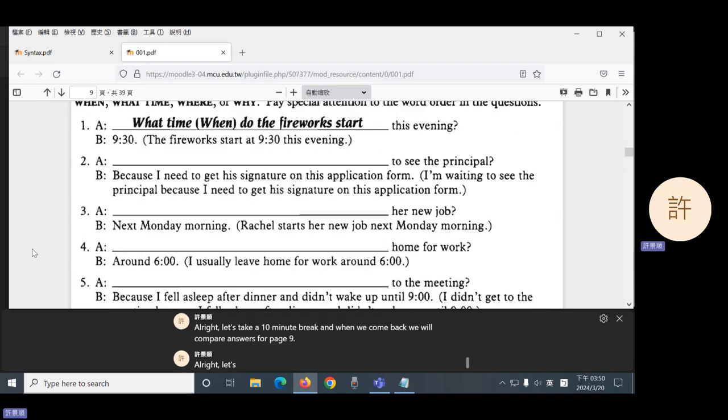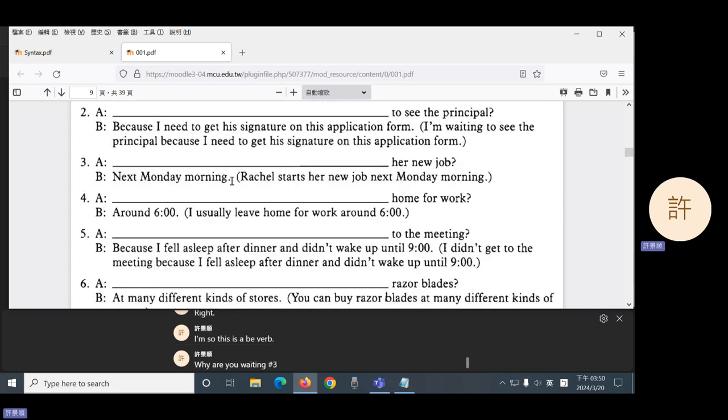All right, let's compare answers. Number two, because. So it starts with a why. Why do you, sorry, why are you waiting to see the principal? Right, so this is a be verb. Why are you waiting? Number three, next Monday morning is a time. So it starts with a when. When does Rachel start her new job? Present tense, right? So you add a do verb and it is present tense.